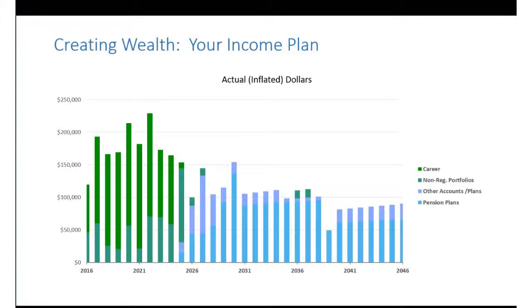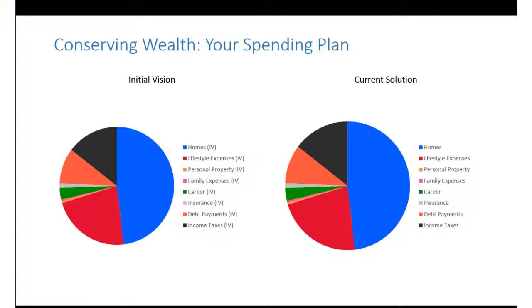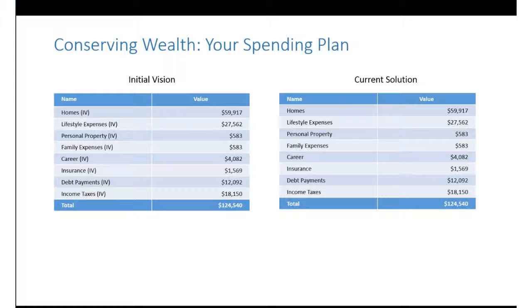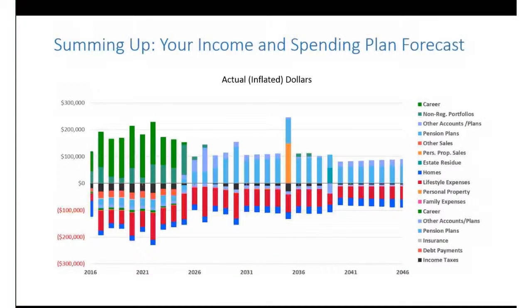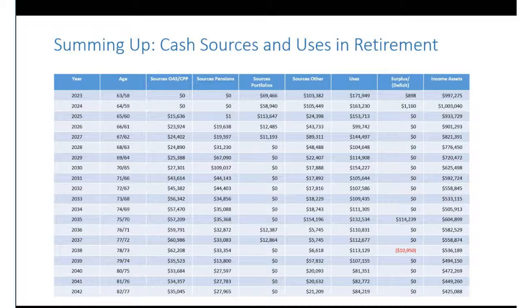And then we have the income plan showing the different career income and non-registered portfolio, pension plans later in life, and so on. Current spending plan versus the initial vision, so there may be changes. In this case, I didn't make any actual changes to their spending. And then spending over time, so we can see the different sources. And then a combination of their income and spending plan forecast, and then the cash sources and uses in retirement table.